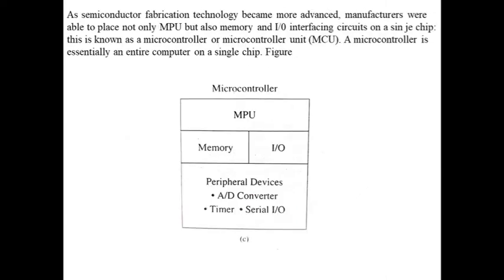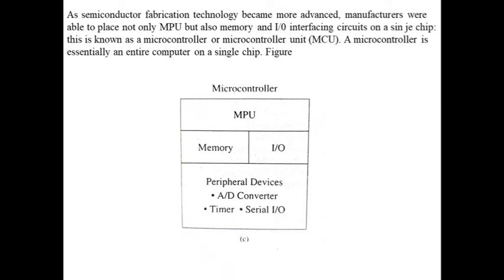As semiconductor fabrication technology became more advanced, manufacturers were able to place not only MPU, microprocessor unit, but also memory and input output interfacing circuit on a single chip, and this is known as microcontroller or microcontroller unit. A microcontroller is essentially an entire computer built up on a single chip.